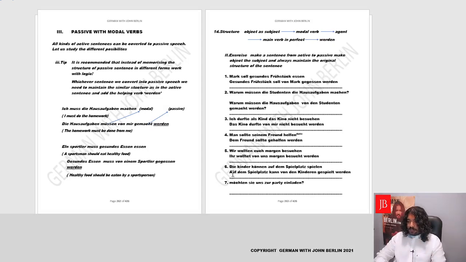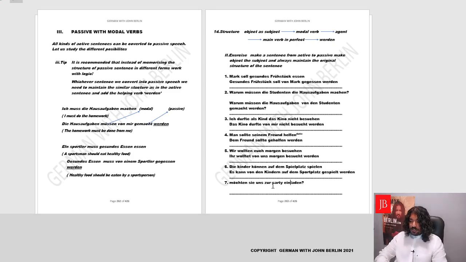Or it could have been even better written if we had followed the rule as we had learned. Since there is no object here, we'll begin with es. So es kann von den Kindern auf dem Sportplatz gespielt werden. This is much better. It can be played by the children on the playground. Yes, that's the sentence.